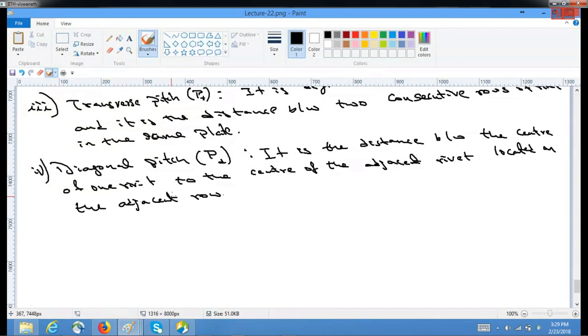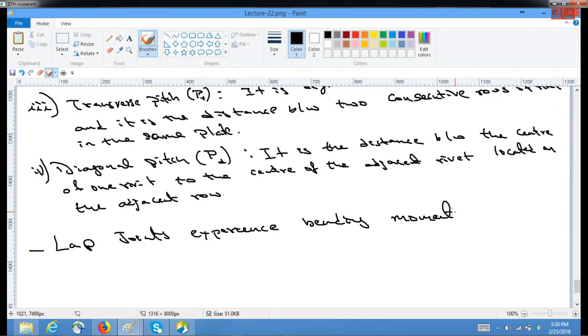So these are the certain things, and one has to note that because of this, the lap joint always experiences a bending moment, whose value MB is generally P cross T, where P is the eccentric force and T is the thickness of the plates. So let us actually show it.